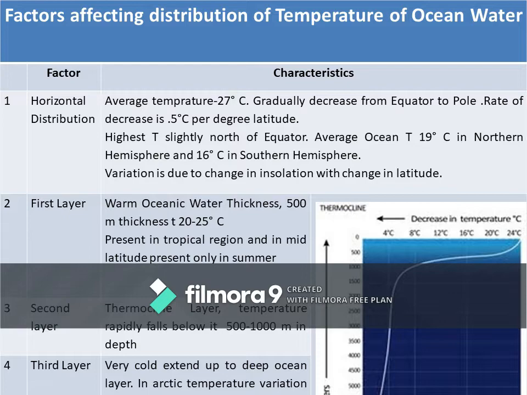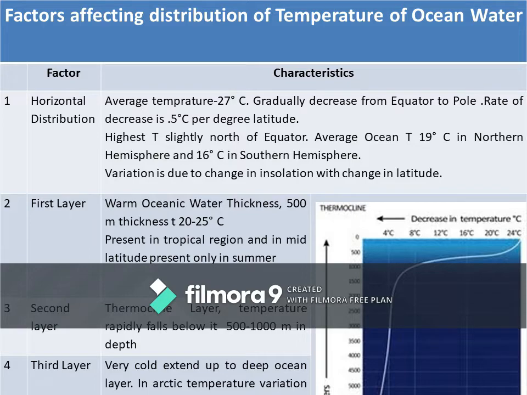The average temperature of surface water of ocean is about 27 degrees Celsius and it gradually decreases from the equator towards the pole. The ocean in the northern hemisphere records relatively high temperature than in the southern hemisphere. The highest temperature is not recorded at the equator but slightly towards north of it.